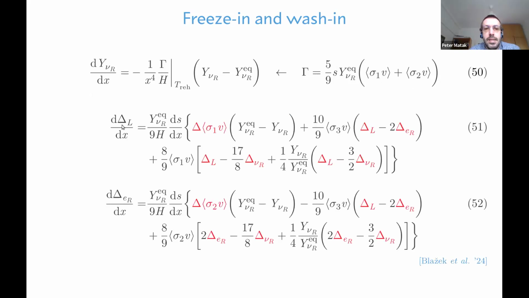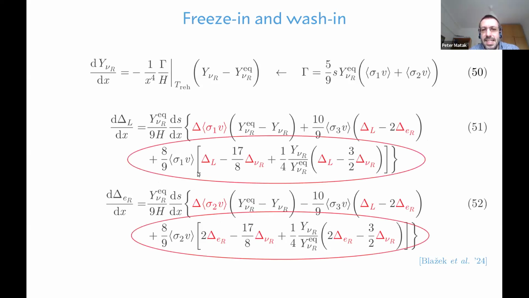And we have the Boltzmann equations for the asymmetries of left-handed doublets and right-handed electrons. When you look at the first row in each of these equations, these only differ in sign. So we have plus here and minus here, and these 2 asymmetries in cross sections in thermal averages have opposite sign. But fortunately, because of these second rows, which come with different couplings and different functional dependence on the asymmetries, we can wash in the asymmetry.